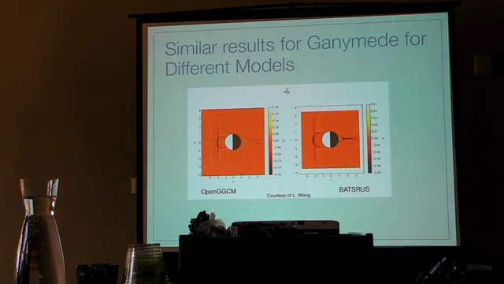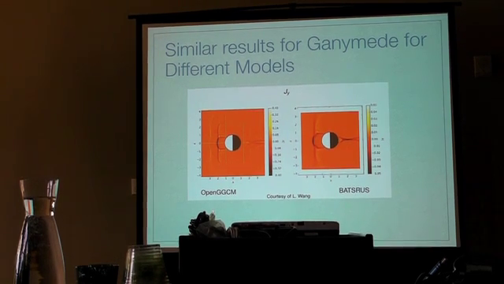This is an example from OpenGGCM. So this is recently OpenGGCM added the Hall terms. This is from Liang Wang, and they're doing comparisons with the BATS-R-US results. And overall, the comparisons are pretty close. There are some differences we're still trying to sort out, but I think the general picture is similar.